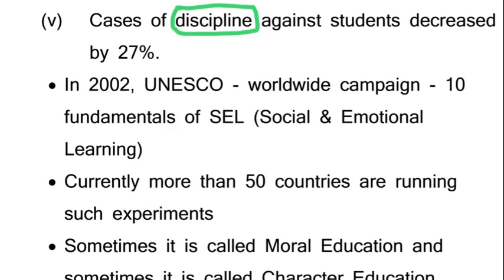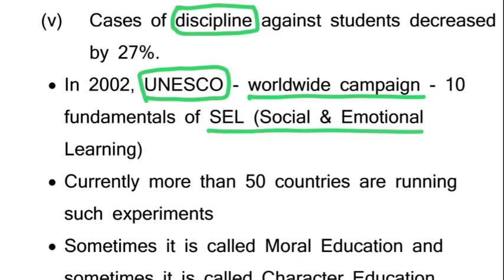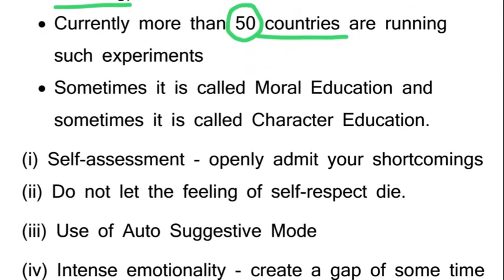Apart from this, there was an increase in attendance, and an increase in students' ability to concentrate and in working memory. In 2002, UNESCO launched a worldwide campaign under which 10 fundamentals of social and emotional learning were sent to the Ministry of Education in every country with the suggestion that the process of teaching them should be started in all schools. Currently, more than 50 countries are running such experiments, in which Singapore, England, Australia, and New Zealand are very high. These experiments are going on in Malaysia, Japan, Hong Kong, etc. in Asia. Sometimes it is called moral education and sometimes it is called character education.